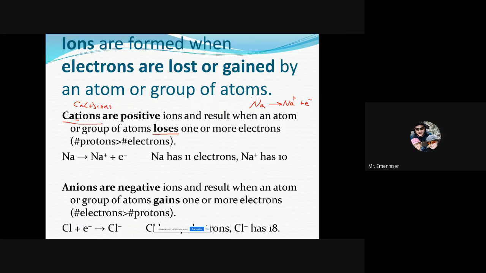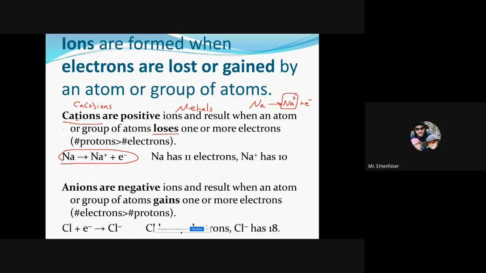So the atom was first neutral. If you take away an electron, which is negatively charged, then the ion it forms is now positive. So cations lose electrons. This is what metals like to do. Metals like to lose electrons. Anions are negative.